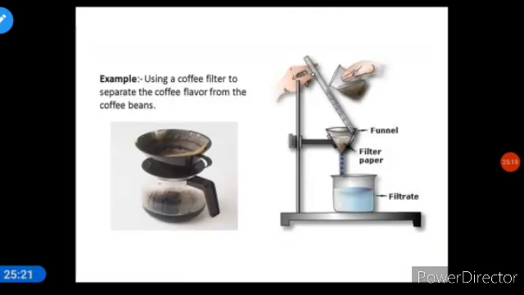See here, this is all filtration. How is the filtration done? Using the coffee filter to separate the coffee flavor from the coffee beans. It's a coffee filter, and this whole thing is a filtration device.